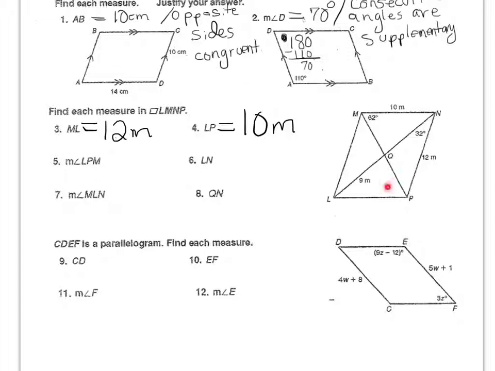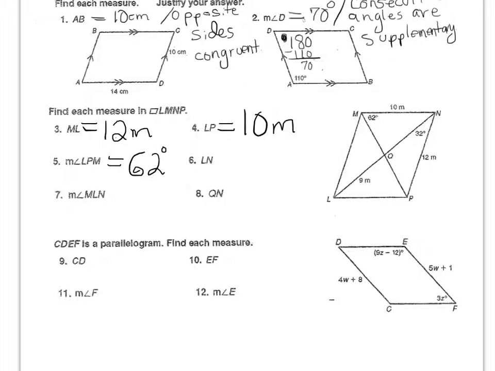How do you call that property? Alternate interior angles. That is right. Since we know that it's a parallelogram, this side and this side are both parallel. So that makes the angles alternate interior, and therefore they're congruent. So angle LPM equals what? 62 degrees. There you go.